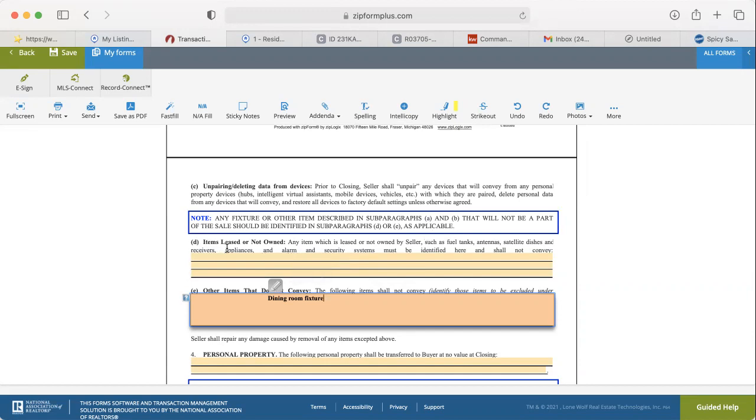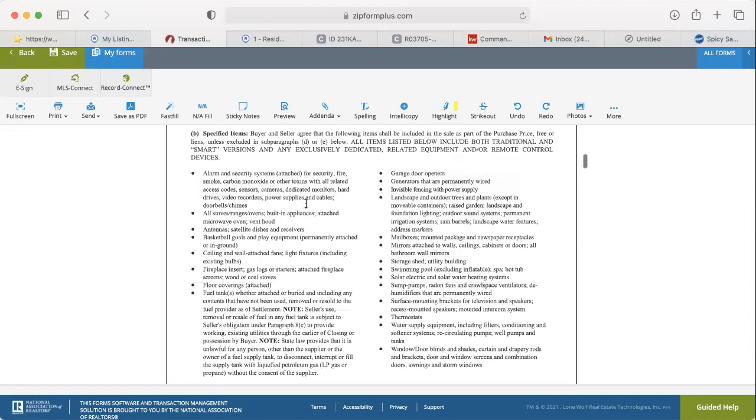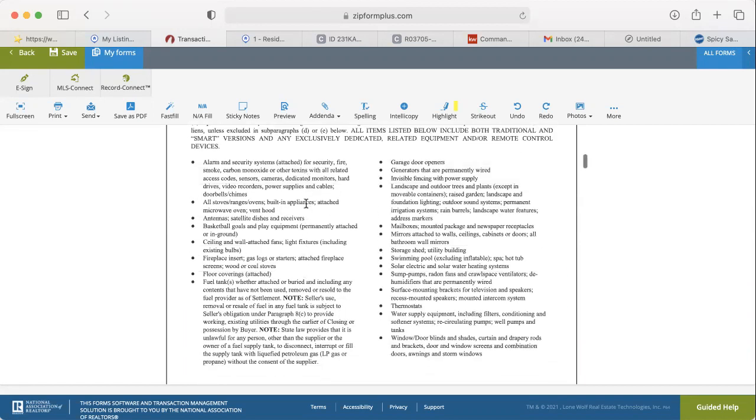D is this leased or not owned. So common things that would be listed here would be a gas tank, a propane tank, maybe a satellite dish or satellite equipment, receivers and that. If you go back here to this page, there are lists there. Again, there's a very detailed list of things that you might want to consider not staying.